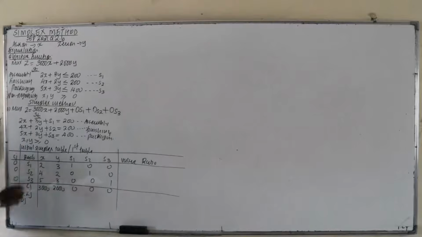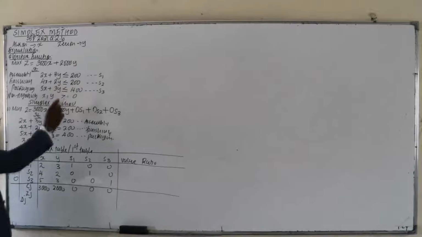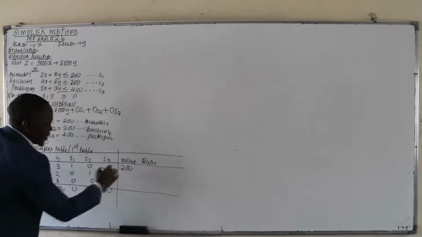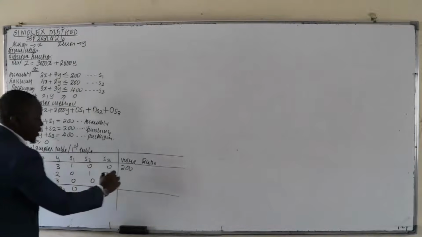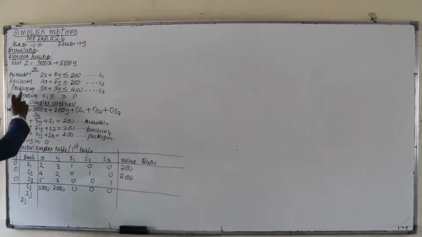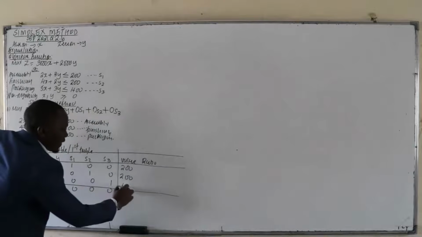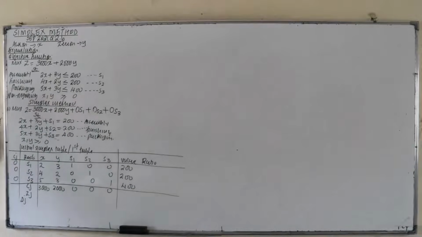And then we have their values. For S1, which represents the assembly, we have a maximum of 200 hours. S2, we also have 200. And then packaging, we have 400. Next step, we get ZJ. Now, we have said that. Can you go back? What does ZJ represent?